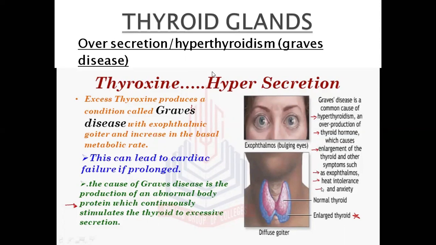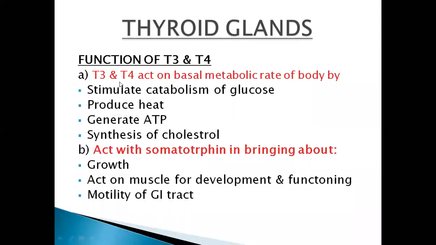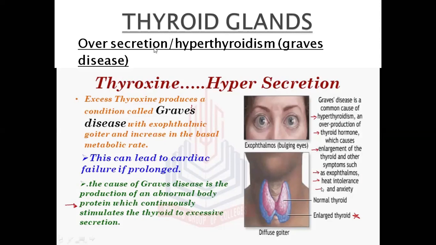Now, oversecretion is hyperthyroidism. When the T3 and T4 hormones we discussed are in excess amount, they cause a disease known as Graves' disease, the oversecretion. In Graves' disease, excess thyroxine is produced. It causes exophthalmic goiter. What is goiter? Thyroxine is a hormone, and when it is produced in more quantity, it causes the disease called goiter.